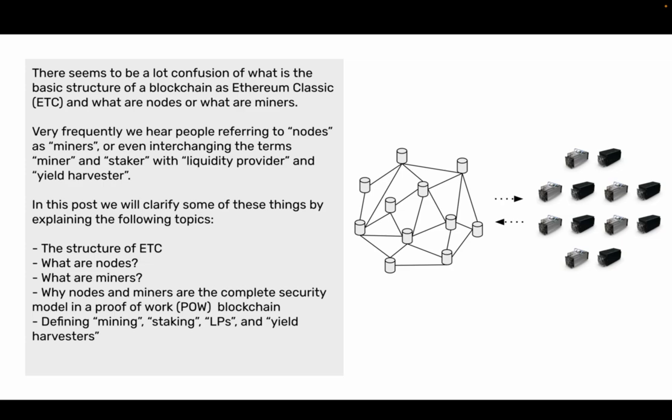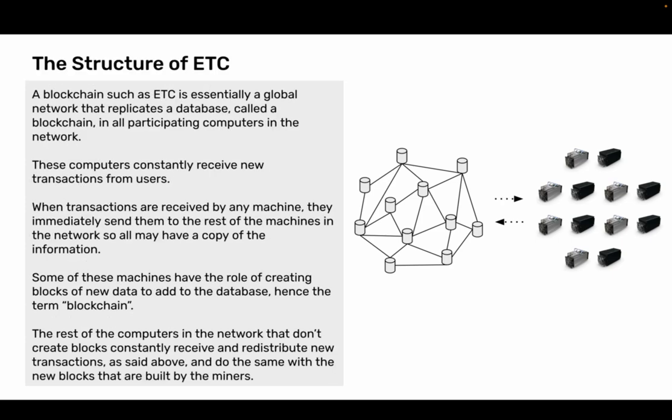provider and yield harvester. In this post, we will clarify some of these things by explaining the following topics: the structure of ETC, what are nodes, what are miners, why nodes and miners are the complete security model in a proof of work (POW) blockchain, defining mining, staking, LPs, and yield harvesters.